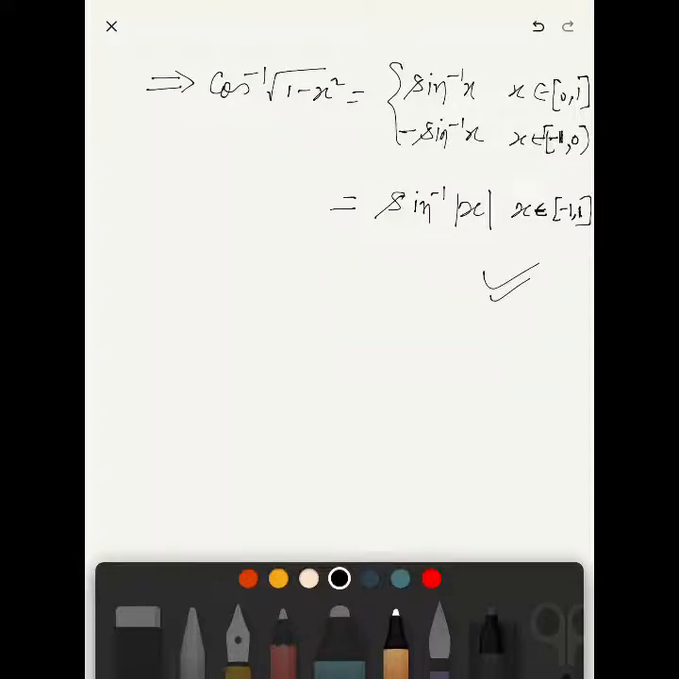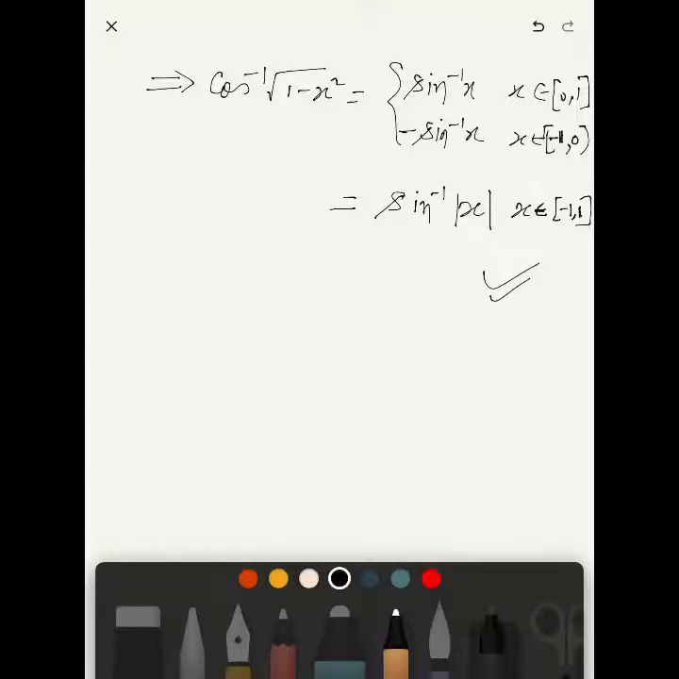When you put -1 to 0, here you will see a negative sign, it will come out as minus x, so minus will come outside, isn't it? And when you give 0 to 1, you will get a positive one. So let me give you another question. Now I am converting cos inverse x to sine inverse x.